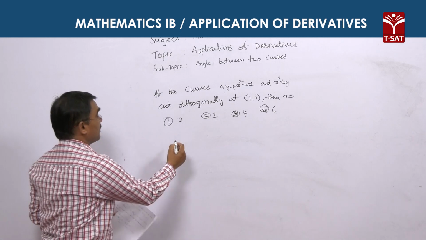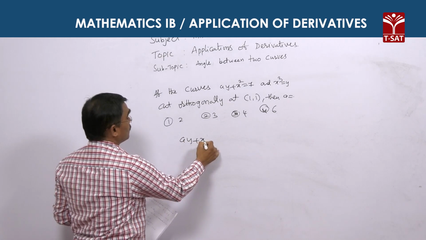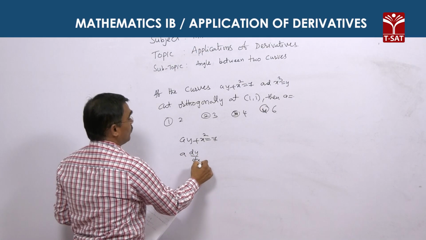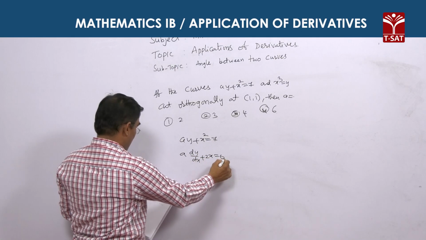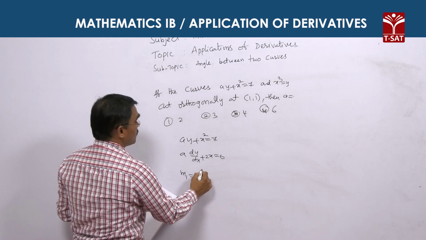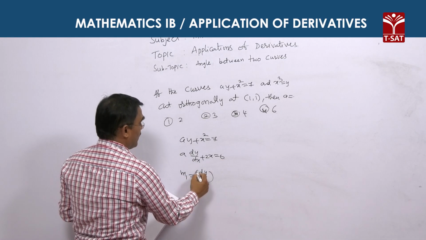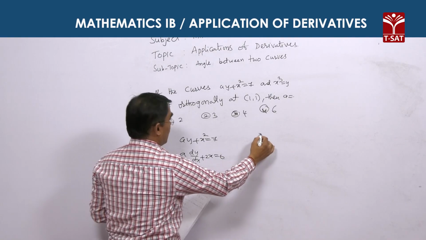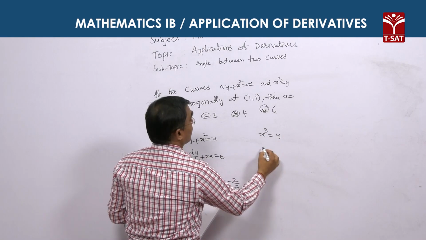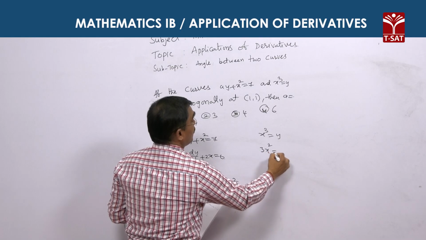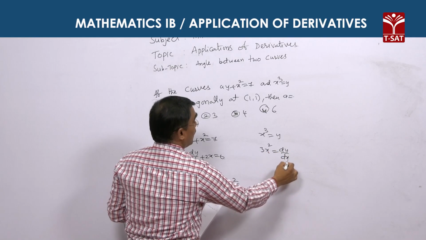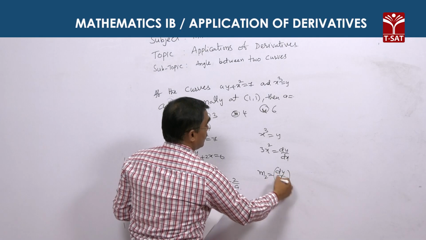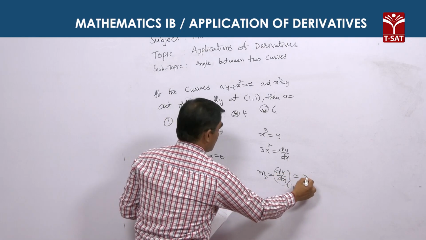What is the first curve? ay plus x square is equal to 7. Differentiating, a into dy by dx plus 2x is equal to 0. So the slope of the tangent m1, dy by dx at the point (1, 1), is minus 2 by a. The second curve is x cube is equal to y, so 3x square is equal to dy by dx. And the slope m2 is dy by dx at the point (1, 1). The value is 3.